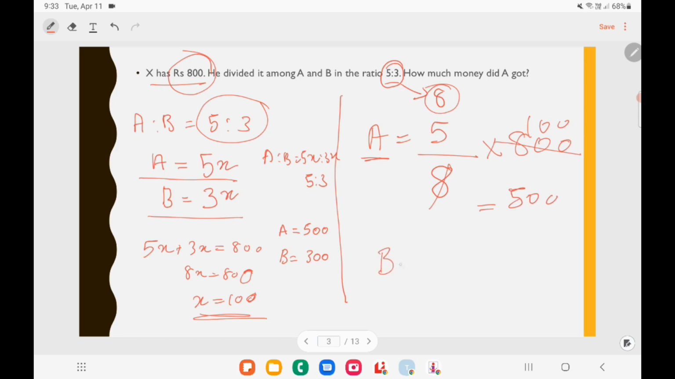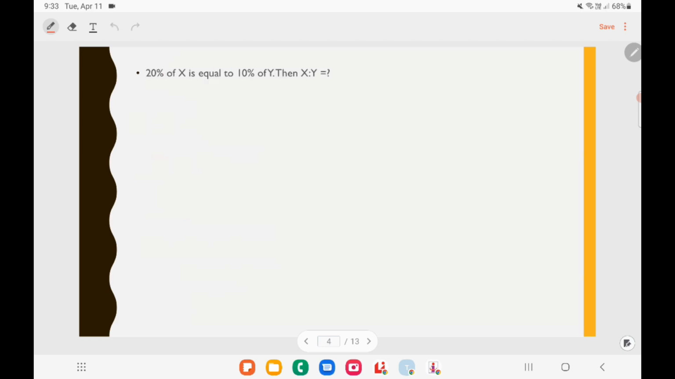And the amount of money B gets, the ratio of B is 3. 3 divided by total 8, into 800. You will get 300. So in this way also you can solve this question very easily. Now let us take a different example.